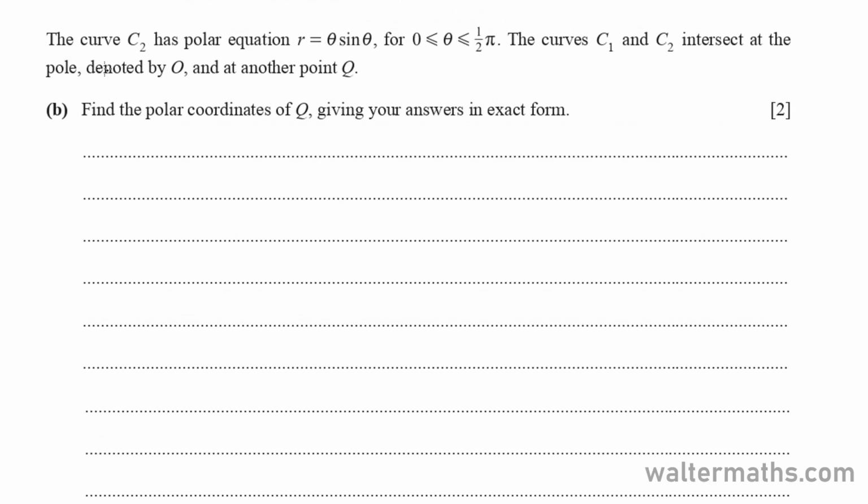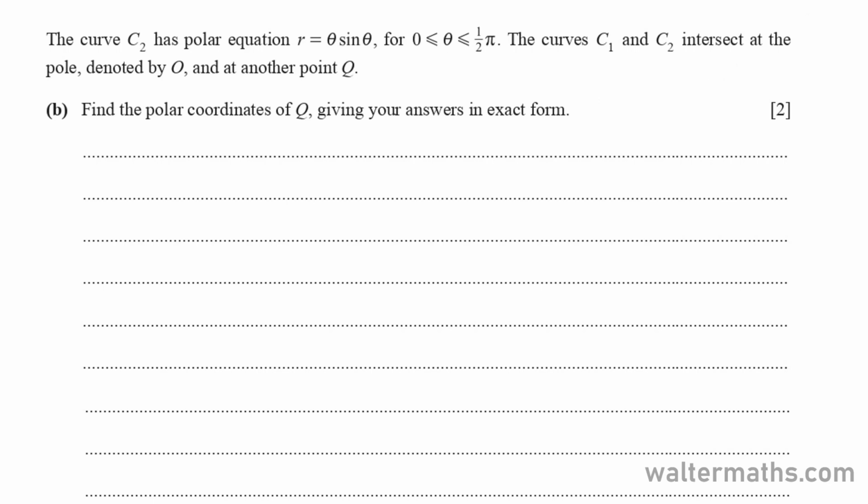On part B, the question goes, the curve C2 has polar equation r is equal to theta sine theta for values of theta between 0 and a half pi. The curves C1 and C2 intersect at the pole denoted by O and at another point Q. Here on B they say find the polar coordinates of Q, giving your answers in exact form. So here we are talking about the points of intersection of two curves.